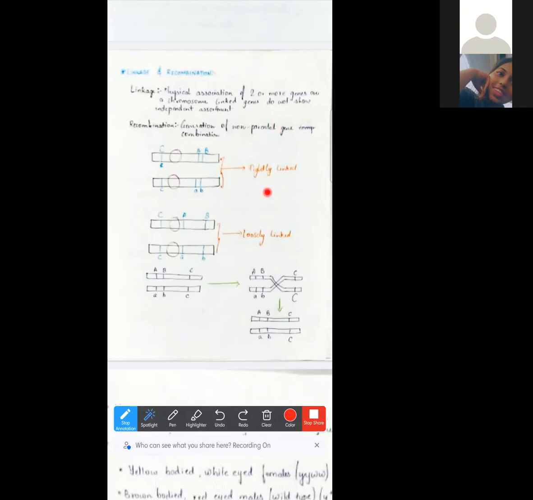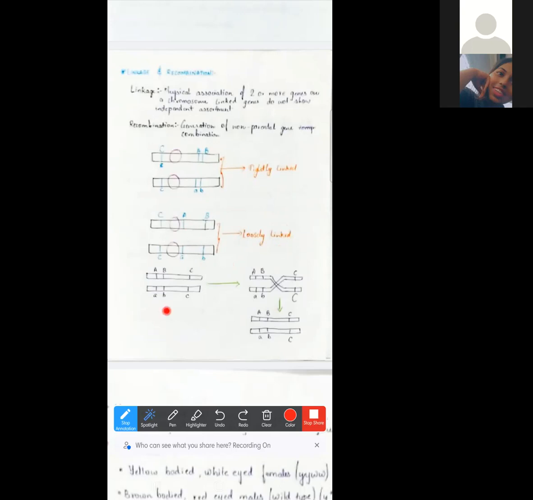So here there are two chromosomes. Here A, B, and C are dominant. Small a, b, and c are recessive. But the distance between two genes, that is A and B, is small. Hence, they are known as tightly linked. In case of this one, the distance between A and B is wide. Hence, they are known as loosely linked.